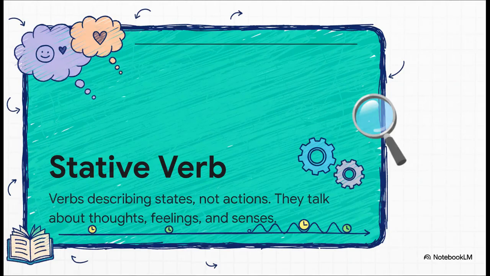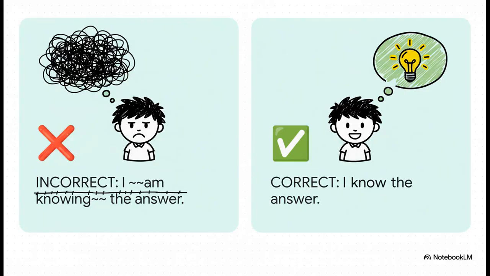Now, like with any good grammar rule, there's always an exception you gotta watch out for. In this case, it's something called stative verbs. Basically, these are verbs that describe states, not actions. A really easy way to think about it is, can you see someone doing it? Like, you can't really see someone in the act of knowing something or wanting something. Those are states of being. That's a stative verb.